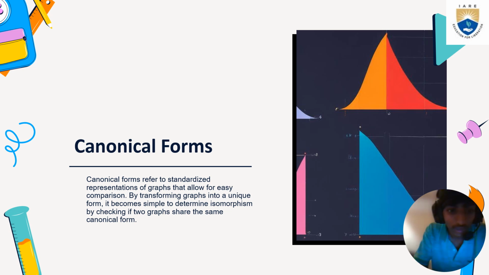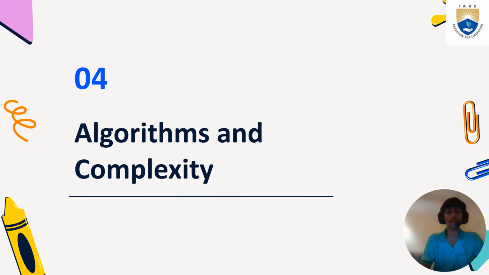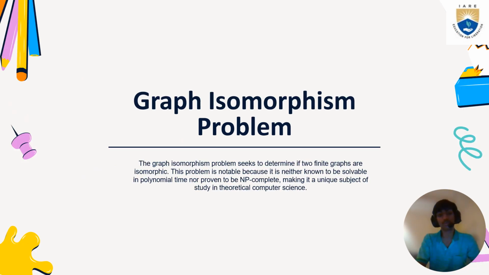Canonical forms. Canonical forms refer to standardized representations of graphs that allow easy comparison by transforming a graph into a unique form. It becomes simple to determine isomorphism by checking if the graphs share the same canonical form. Subgraph isomorphism techniques focus on finding instances of a small subgraph within a larger graph. These methods have applications in various fields, including biology and social network analysis, where substructure identification is crucial.